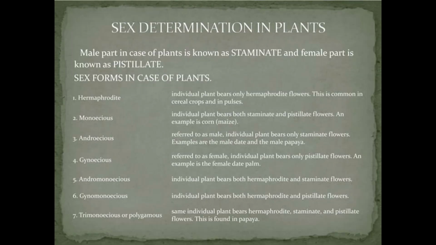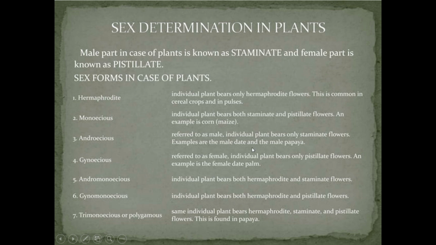So, sex determination in plants has the following types. The male part in a plant is known as staminate and the female part is known as pistillate. Hermaphrodite plants are those plants in which both male and female sexual organs are present in one flower. Monoecious plants bear both staminate and pistillate flowers, and an example is corn, maize. And androecious refers to male individual plants that bear only staminate flowers.